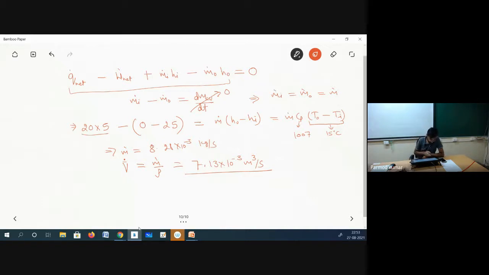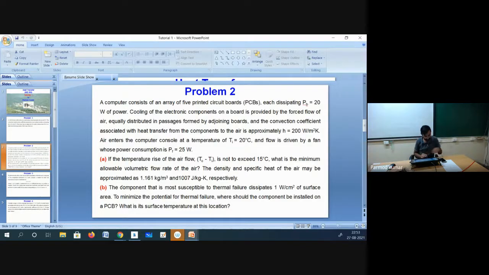Now let me take the second part. As per the second part, we have a component that is most susceptible to thermal failure and dissipates 1 watt per centimeter square. So we have one component which is emitting heat flux at a very high rate, 1 watt per centimeter square. Now this component is susceptible to thermal failure. So we have to determine, if we have to minimize the potential of thermal failure, where this component should be installed. Can you tell me where we can install this component? If it is more susceptible to thermal failure, where can we install it?